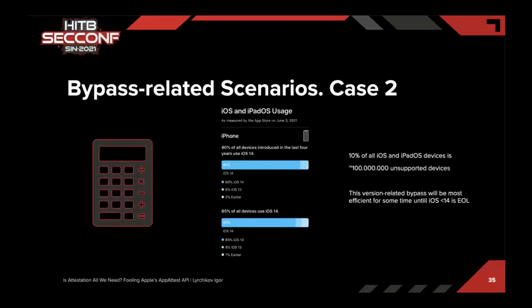Yeah, here is a small piece of statistics regarding that. So it says that 10% of all iOS and iPadOS devices, which is around 100 million of unsupported devices, are below iOS 14. And I think this version-related bypass will be the most efficient thing for some time until iOS versions less than 14 are end of life and not supported anymore.